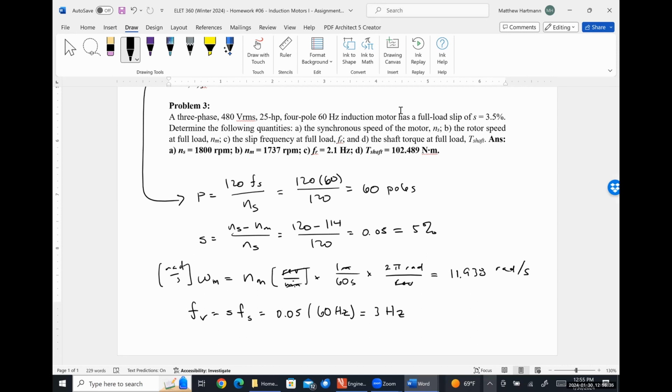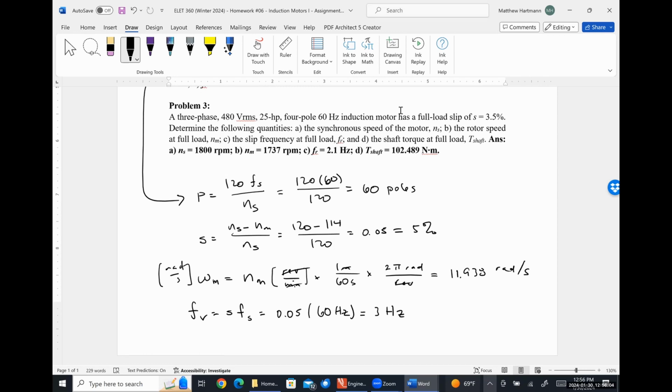Problem 3. Same relationships effectively. We have a 4-pole 60 hertz induction motor. So I want you to determine NS. That's the same equation for NS that we used in problem 1 and problem 2, but we're using it directly. We have the number of poles, we have the frequency, so that part's easy.